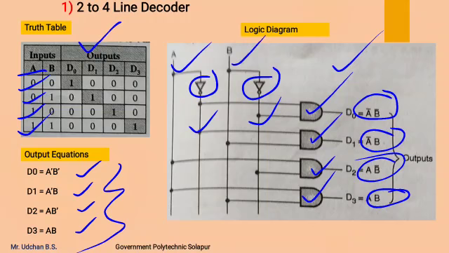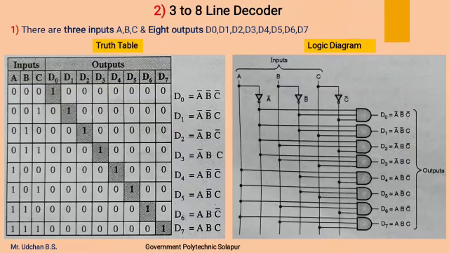This is how we can design a 2 to 4 line decoder which converts 2 lines into 4 line output. Next we will see a 3 to 8 line decoder. This is also similar to the 2 to 4 line decoder, only the difference is there are 3 inputs and 8 outputs, and in 2 to 4 there are 2 inputs and 4 outputs.